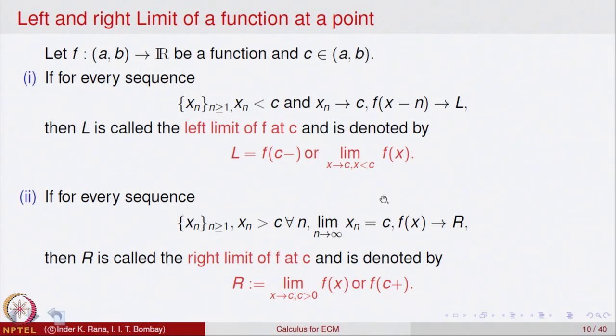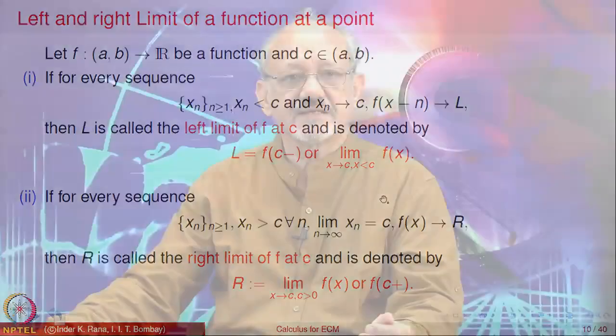So, you can look at the left limit and the right limit, and the obvious observation is that the limit of a function at a point C exists if and only if both the left and the right limit exist and are equal, and in that case the limit of the function is also equal to that common value.